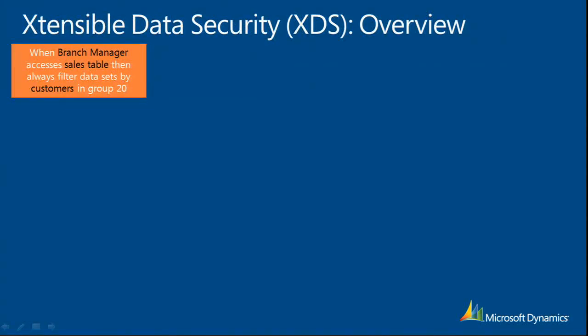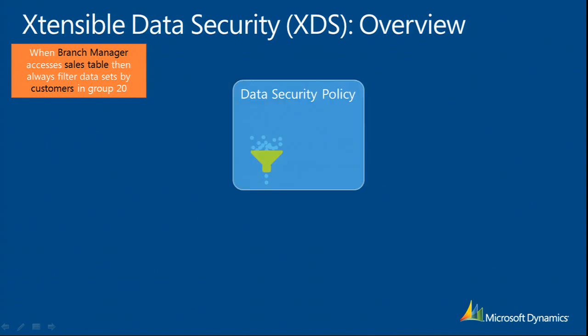So to look at the concept of XDS in a little bit more detail, let's consider this scenario. Let's say when a branch manager tries to select data from the sales table, we want to restrict data in such a way that he can only see data for customers in customer group 20, right? The way we can do this is using a data security policy.